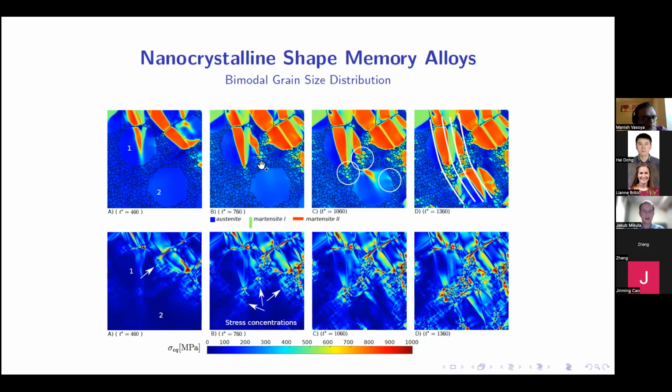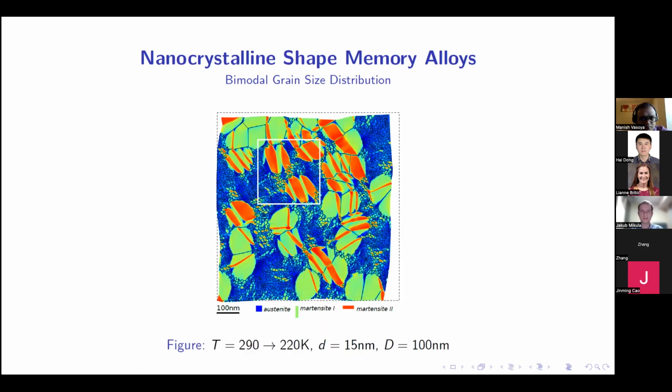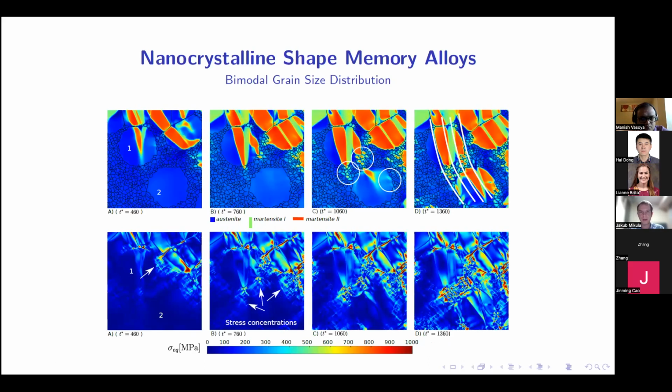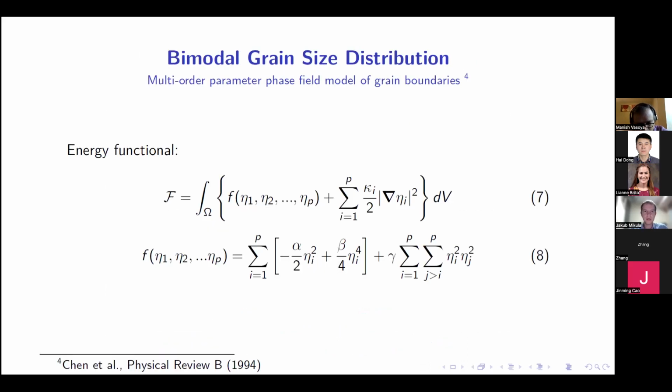This is done by an algorithm developed by Czech. But if you wish to use this kind of grain size distribution in some of your studies, there's actually a simpler way to do this, using an even simpler phase field model proposed by Chen. That is a phase field model of grain boundaries where you assume that each grain is a phase on its own. That's the first family of phase field models that I mentioned at the beginning of my presentation.